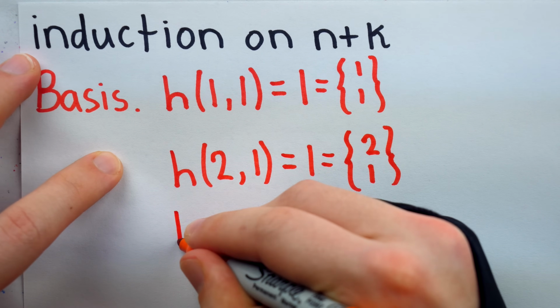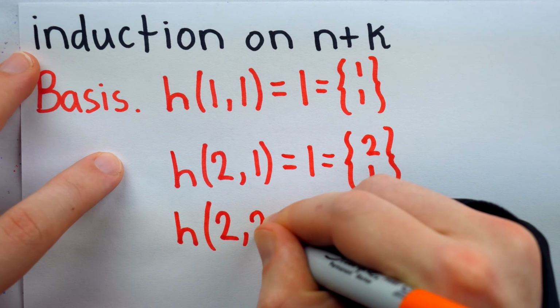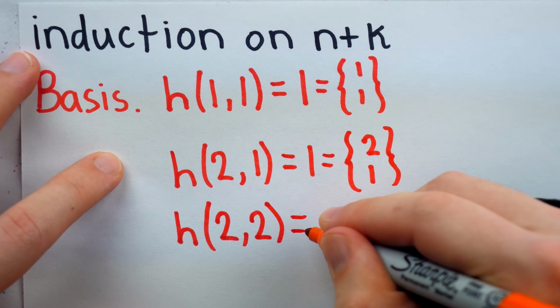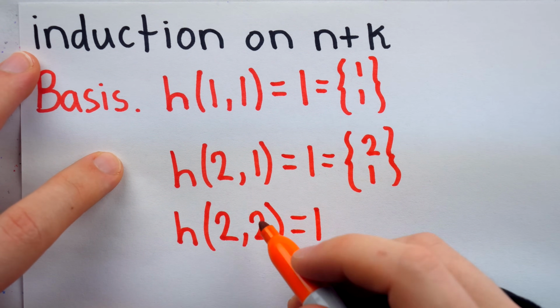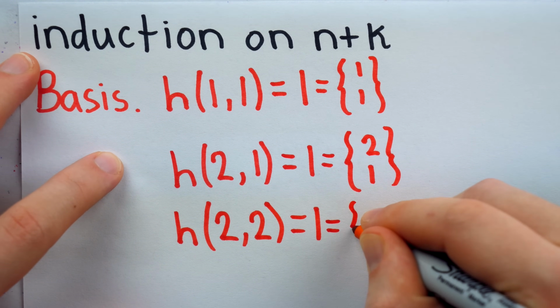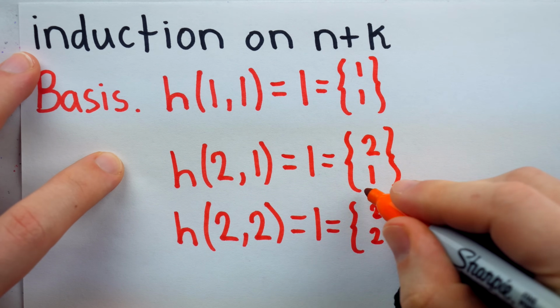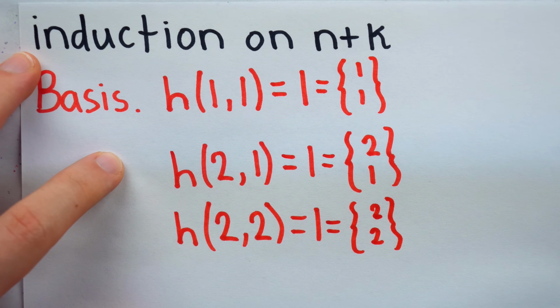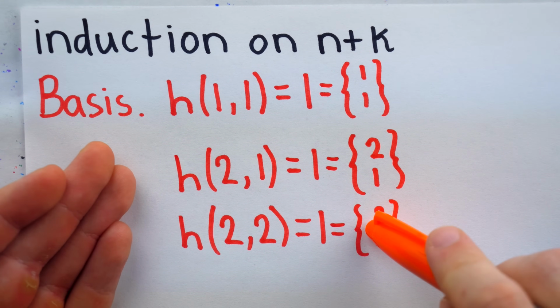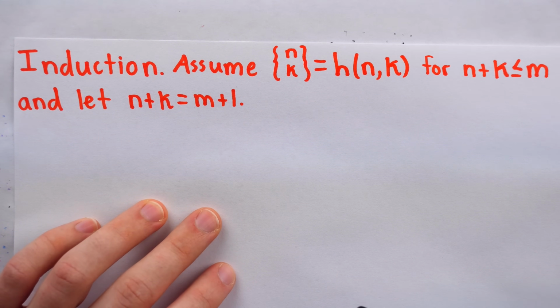And then finally, taking us to n plus k equals 4, we look at h of 2, 2, and again, this is equal to 1 because this is an empty product. And this is equal to the Stirling number of the second kind, 2 subset 2. There's only one way to put two objects in two blocks. Alright, with these small cases established, we are done with the basis step. We then move on to a pretty routine induction step.